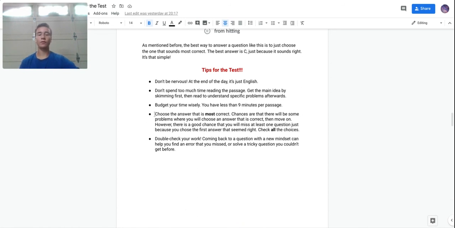Another tip that's very useful is choose the answer that is most correct. So I think this is more important on the reading test, but it still works on the writing test. Often there will be more than one answer that can stick out to you as correct. And a common mistake is people will choose the first one that they see that they know is correct. But they might be skipping over another choice that's, I guess, more correct, a better answer. So just look at every single answer. Check all the choices and double check your work.